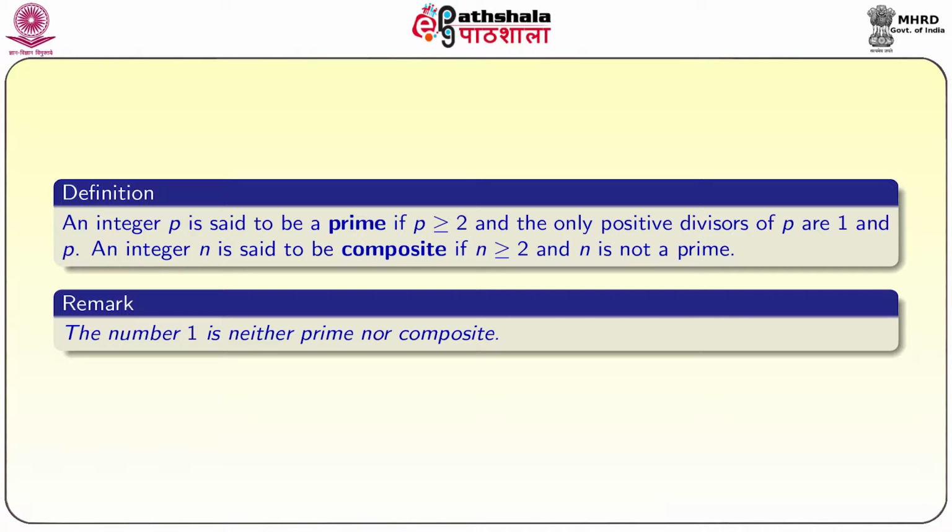An integer n is said to be composite if n is greater than or equal to 2 and n is not a prime. If you look at the definition carefully, for both prime and composite, we are assuming that the number is greater than or equal to 2. So, that means we are defining only for positive integers. A number 1 is neither prime nor composite, since both are defined to be greater than or equal to 2.